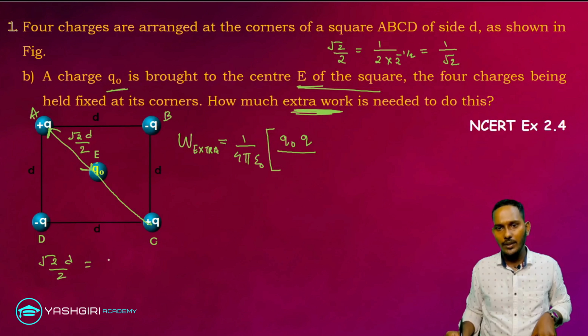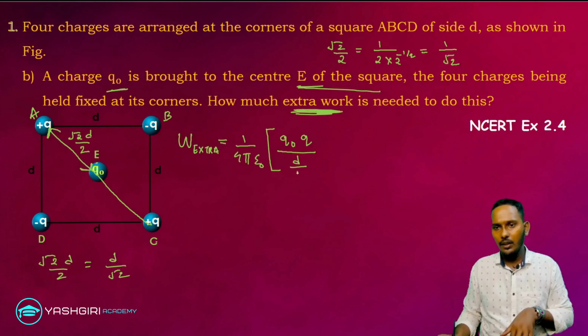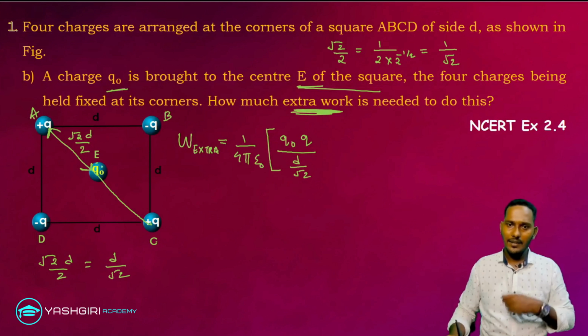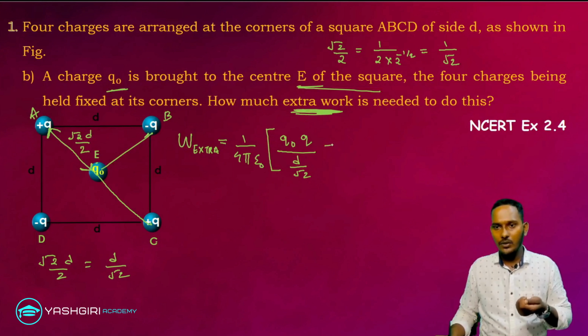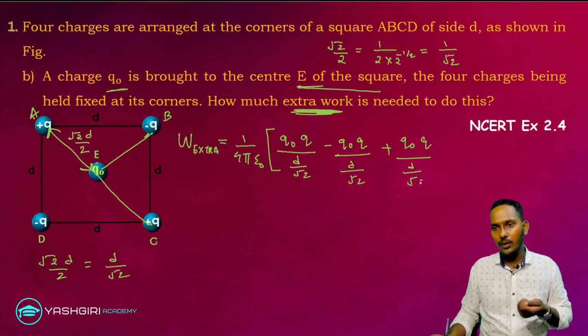You can also write it to be as d upon square root of 2, right? So let me write it here, d upon square root of 2. Again, same way, students, the charge at point B, you can find out here, will be minus Q0 into Q over, again, d upon square root of 2. Same way here, we are having plus Q0 into Q upon d upon square root of 2, right?